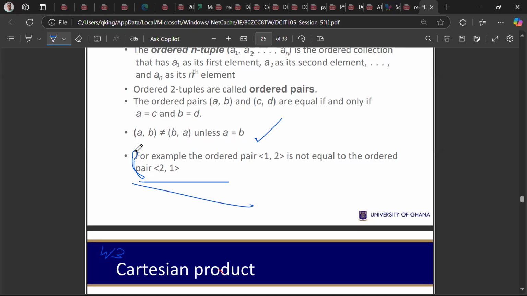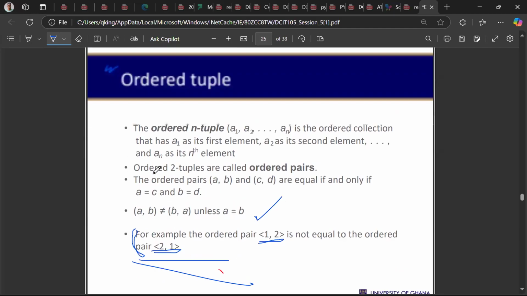And so for example, looking at this same example again, 1 and 2 is not equal to the ordered pair 2 and 1 because the first pair represents what? A point. So let's say we are on a graph, and so the first point represents X is equal to 1 and Y equal to 2 on a graph. But the second pair will represent the fact that X is equal to 2 and Y is equal to 1. That is why we are establishing the fact that this 1 and 2 here is not the same as 2 and then 1. All right.